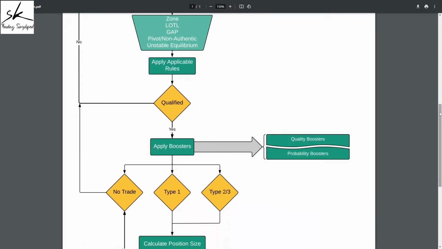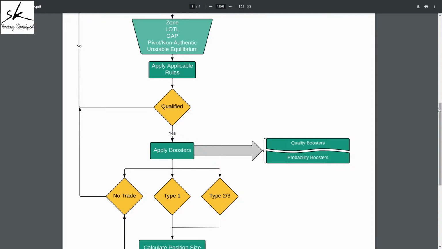Now, once we have identified the zone, it does not mean we can blindly trade it. And that's the biggest mistake demand and supply traders make initially. They see any demand area on the chart and blindly start buying. They see any supply area on the chart and blindly start selling, which is incorrect. Once a zone has been identified, the next step is to qualify it. And for qualification, we have a 2-step process. In step 1, we'll qualify it based on certain conditions. And in step 2, we'll qualify it based on the booster scoring.